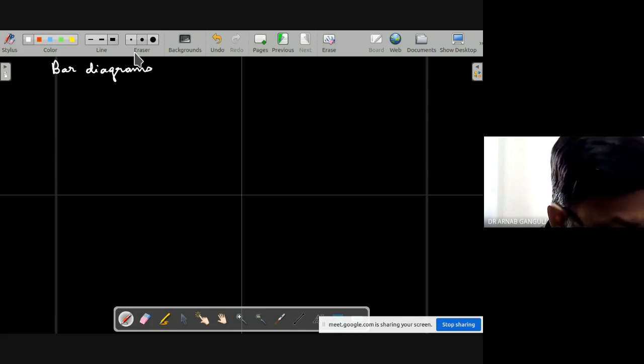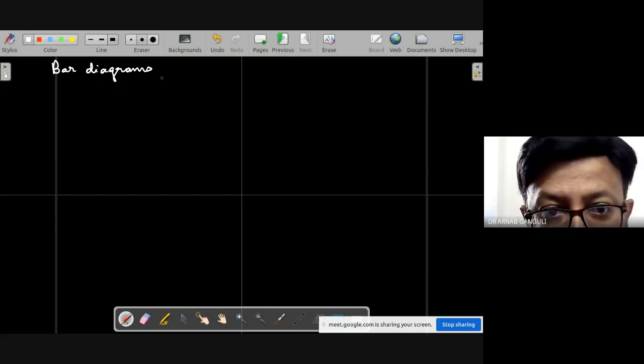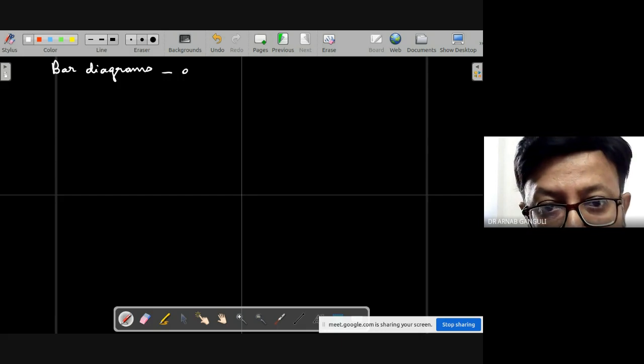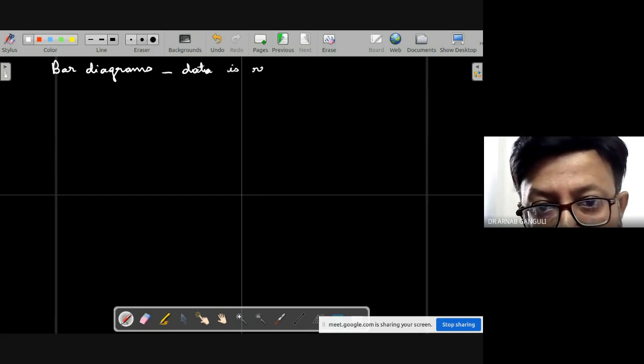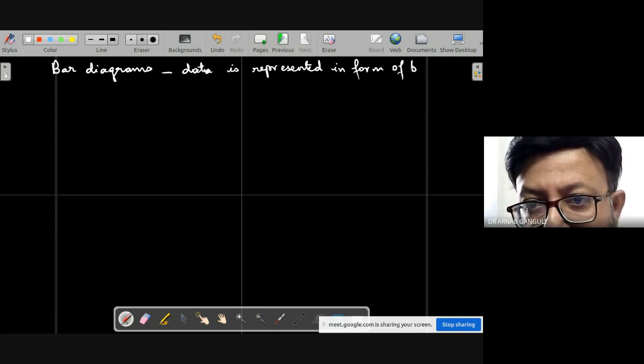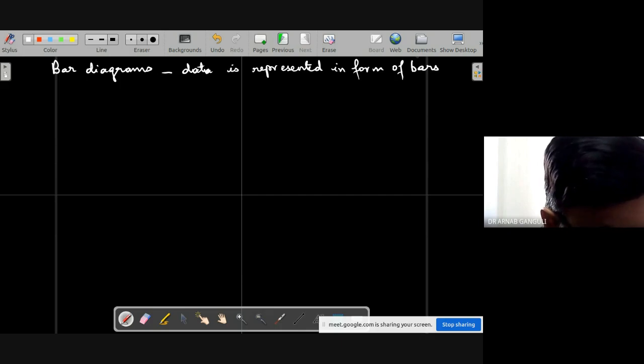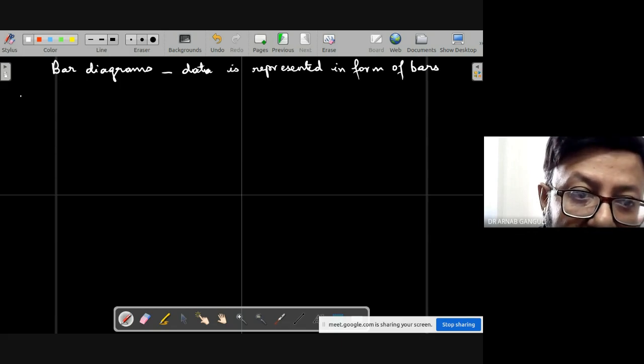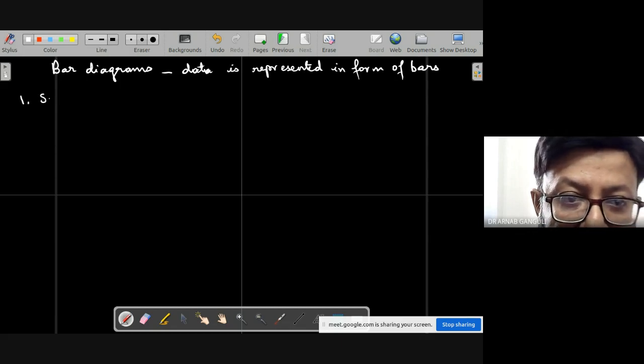Here, it is a graph on which data are represented in the form of bars. Data is represented in form of bars. So there are 3 types of bar diagram. First is a simple bar diagram.